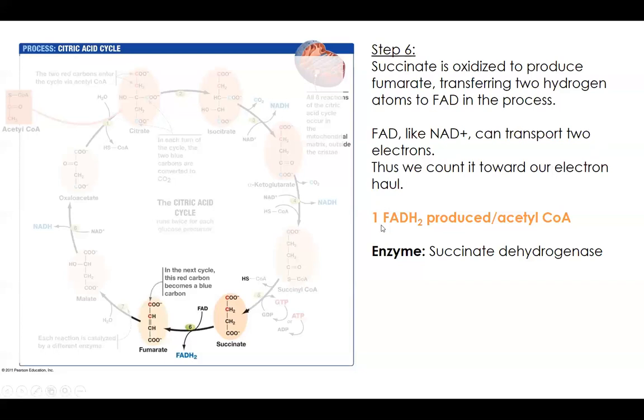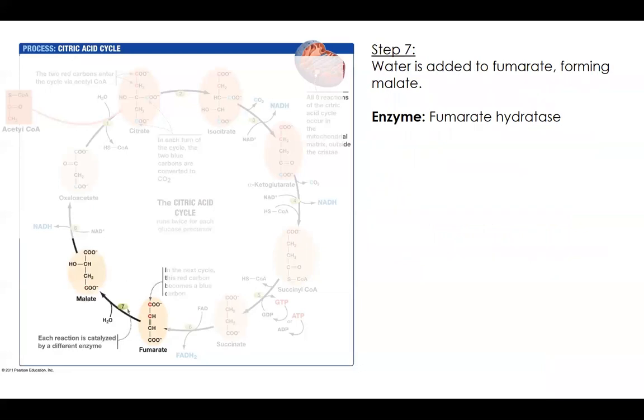Okay, so 1 FADH2 produced per acetyl CoA, 2 per glucose. Our running tally now: 4 ATP, 8 NADH, 2 FADH2, and again, that carbon dioxide is done, okay? So just a few more steps. All right, we're gonna see one more redox step and 2 rearrangements. So let's get going. Step 7, just a rearrangement, okay?